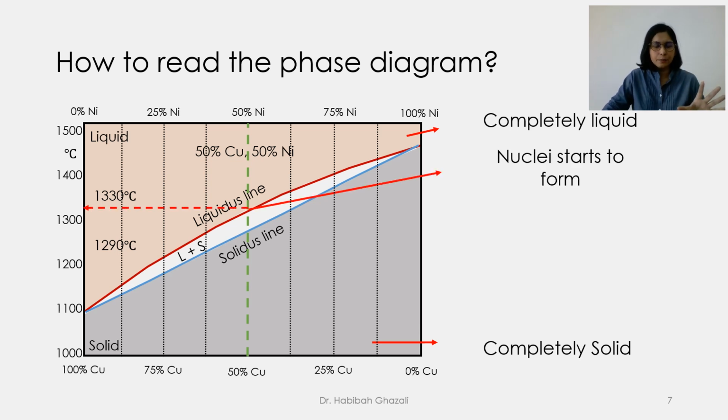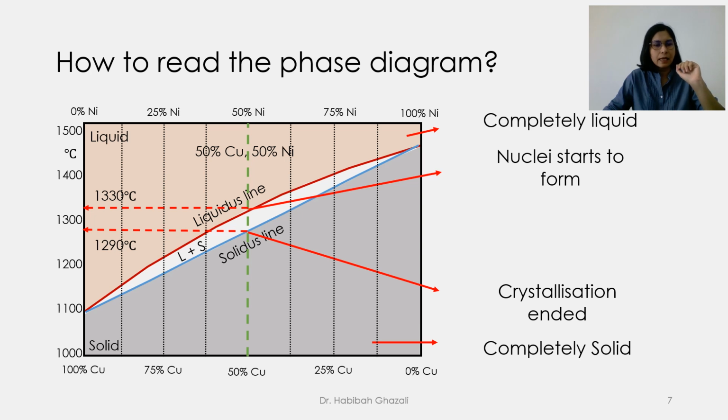And nuclei, if you have it in a molten state, will start to form at 1330 degrees Celsius. And crystallization will end at 1290 degrees Celsius. So this is where the solidification begins, at that point where the alloy line, the green line, touches the liquidus line, and the solidification ends where that green line touches the solidus line. So that's where it begins and ends. And this process is reversible.